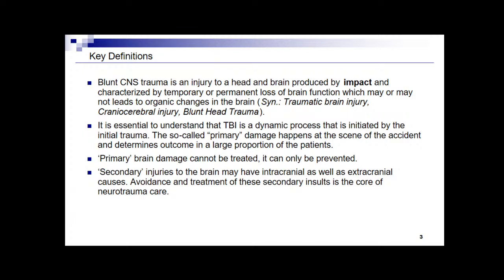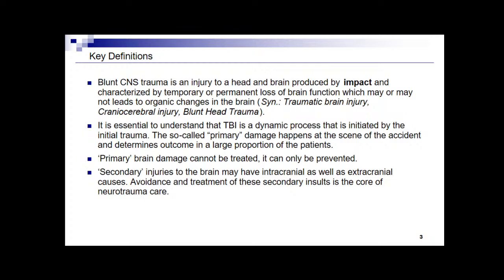So let's begin with key definitions. Blunt CNS trauma. CNS is the central nervous system. Blunt CNS trauma is an injury to the head and brain produced by impact and characterized by temporary or permanent loss of brain function, which may or may not lead to organic changes in the brain. Synonyms of blunt CNS trauma are traumatic brain injury, craniocerebral injury, or blunt head trauma. You can spot any of these synonyms in the medical literature, in medical textbooks you will learn on senior courses.